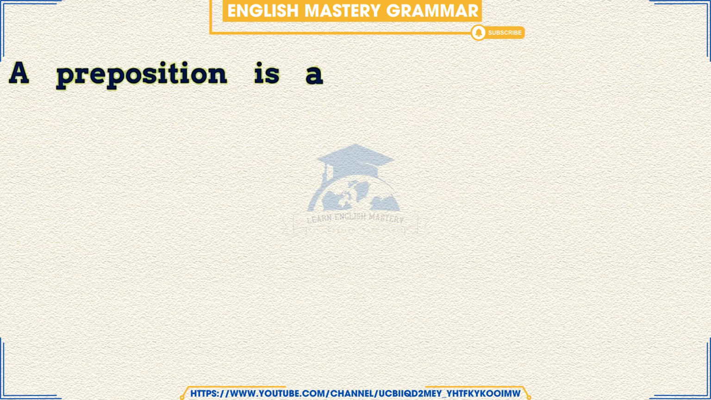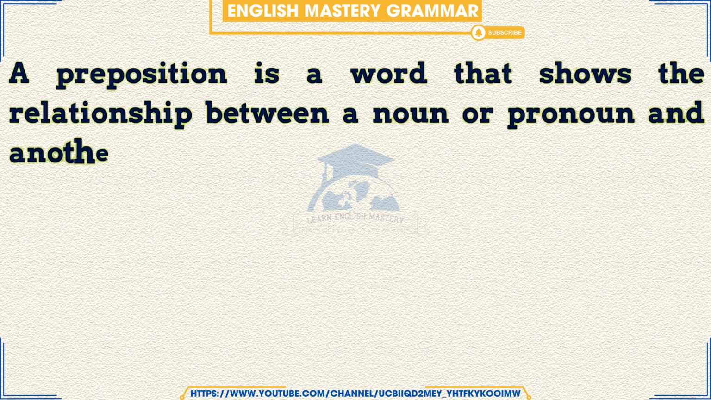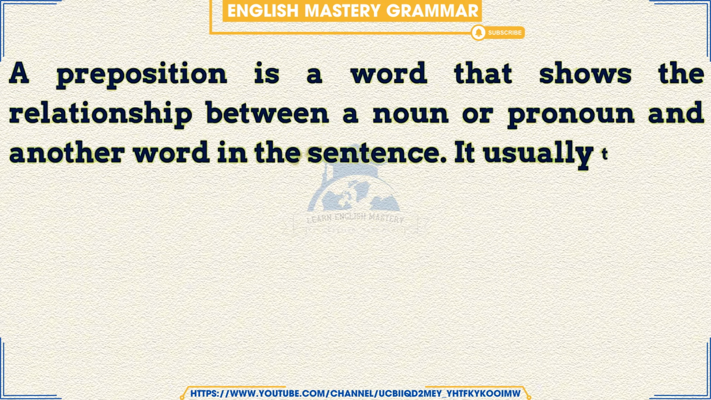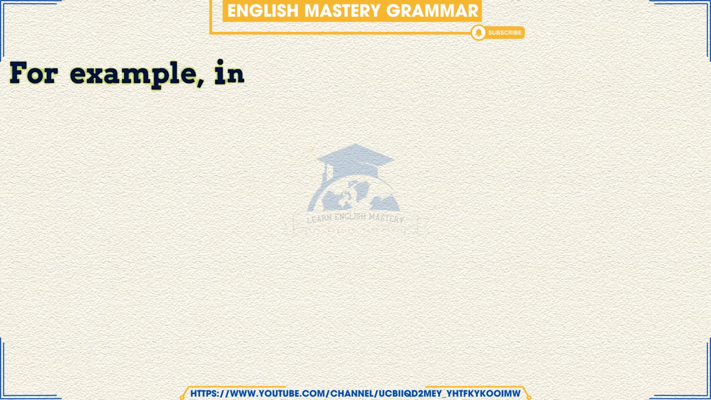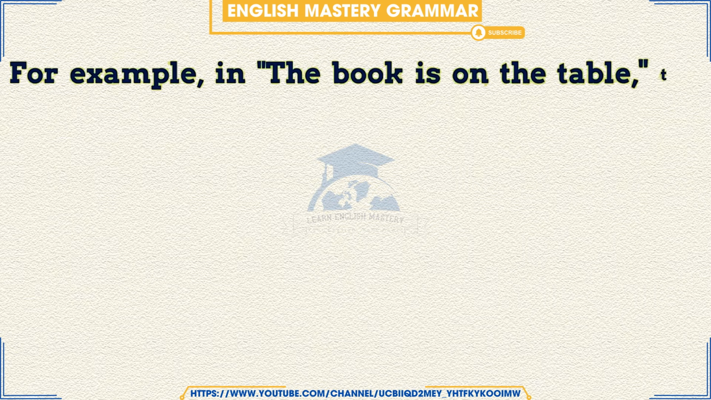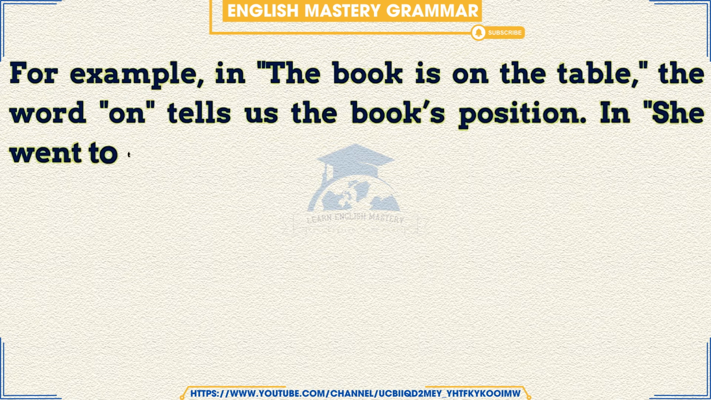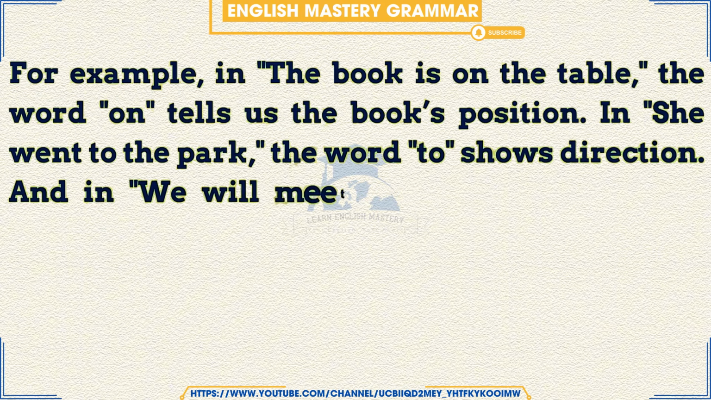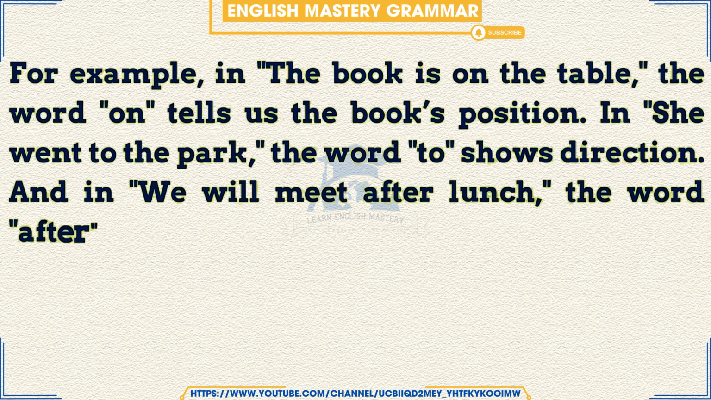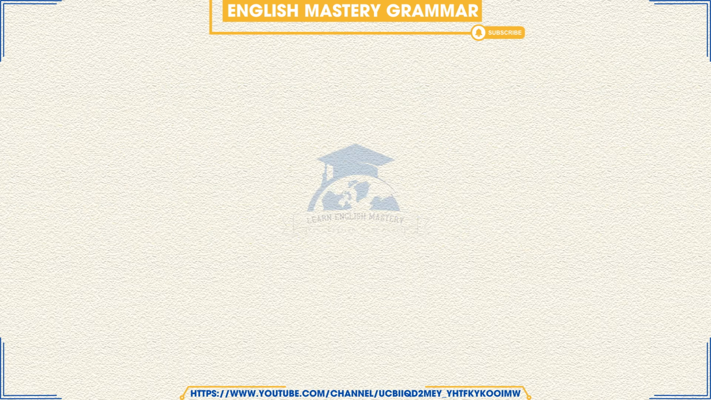A preposition is a word that shows the relationship between a noun or pronoun and another word in the sentence. It usually tells us about location, direction, time, or manner. For example, in "the book is on the table," the word "on" tells us the book's position. In "she went to the park," the word "to" shows direction. And in "we will meet after lunch," the word "after" tells us when something happens.